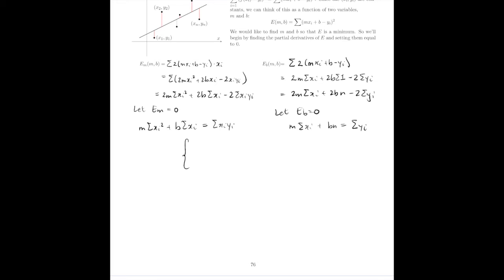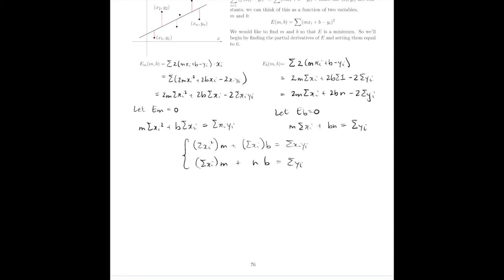So let me rewrite that. We have the coefficients: the sum of the x_i squared times m, plus the sum of the x_i times b, is equal to the sum of x_i y_i. Next equation, we've got the sum of x_i times m plus n times b is the sum of y_i. Two equations, two unknowns. We want to solve for m and b.